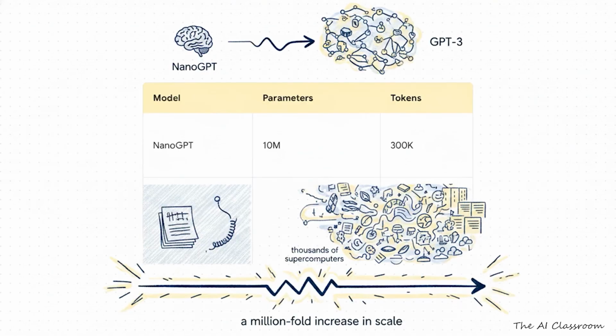To put that into perspective, the sheer scale required for modern AI is just mind-blowing. We scaled from a 10 million parameter nanoGPT trained on 300,000 tokens all the way up to GPT-3 at 175 billion parameters trained on 300 billion tokens from across the entire internet. We are talking about a million-fold increase in scale. It requires thousands of supercomputers running in parallel. But here is the crazy part. Structurally, architecturally, it is essentially identical to what we just built together.